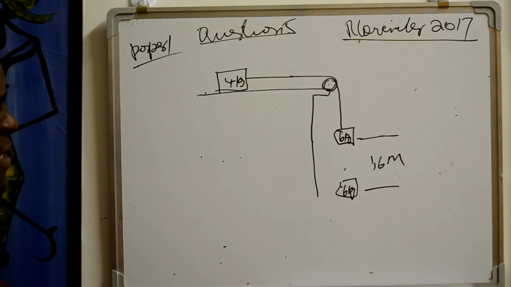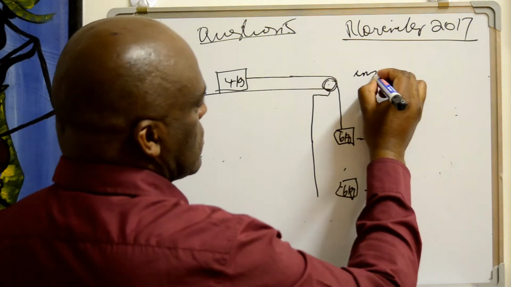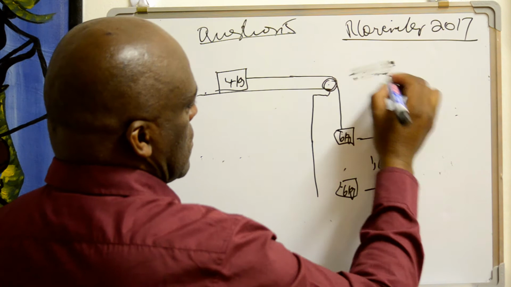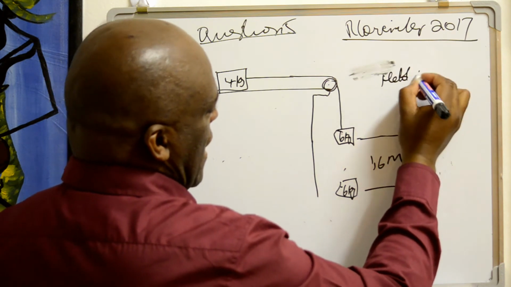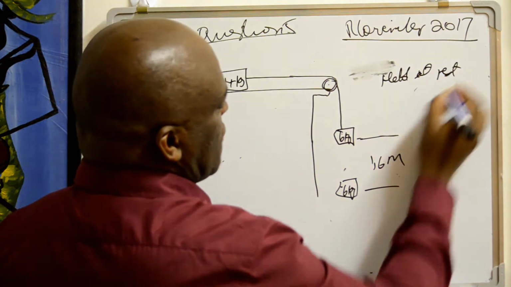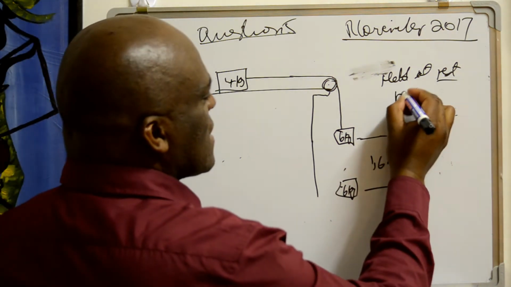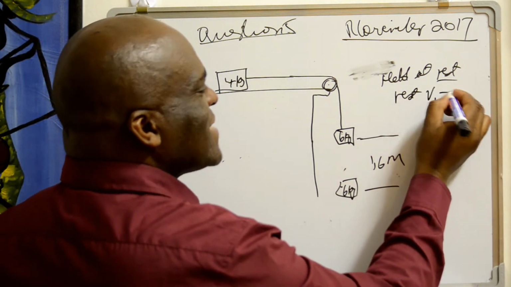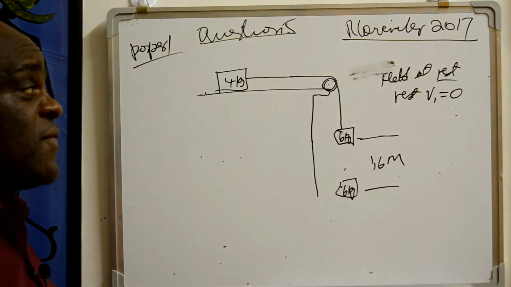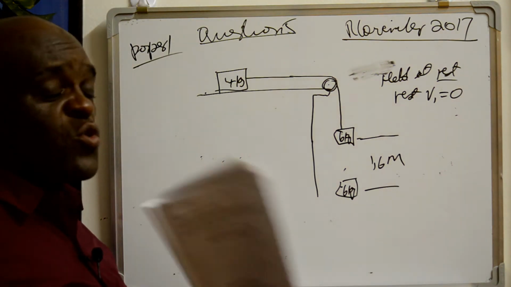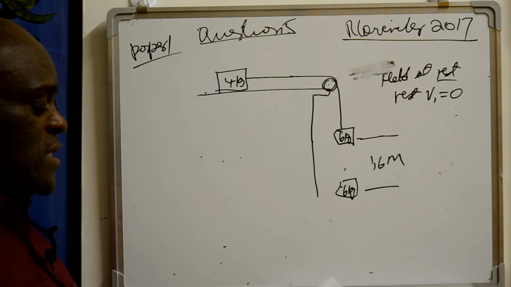Very, very important: initially held at rest. It's very important in physical science. What do you mean by the word rest? Rest means your Vi is equal to 0. Whenever you're going to calculate anything, your Vi means 0.